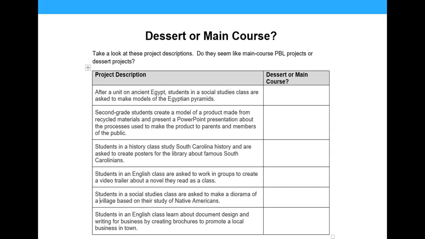Okay, the next one. Students in an English class are asked to work in groups to create a video trailer about a novel they read as a class. So we do have elements of project-based learning here. We have collaboration, we have using real-life technologies. But this is still an instance where students read something and then they create something. So how could you make this more like a main course project?